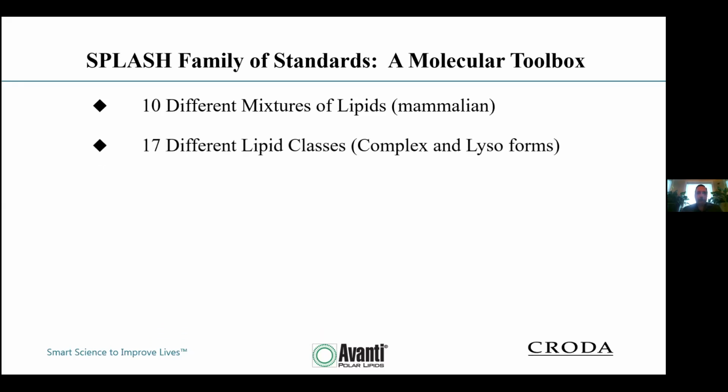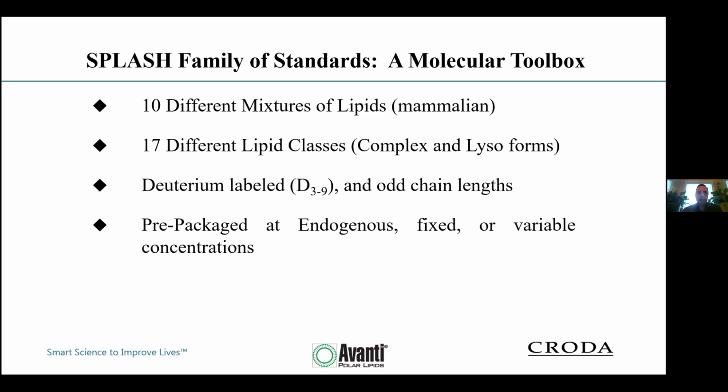And so some of these SPLASH standards we have comprise at least 17 different lipid classes, both complex as well as the lysoforms. These are deuterium labeled. They contain between 3 and 9 deuterium atoms, and they have odd chain lengths. These, as I mentioned earlier, are prepackaged, and you can get them at different quantities.